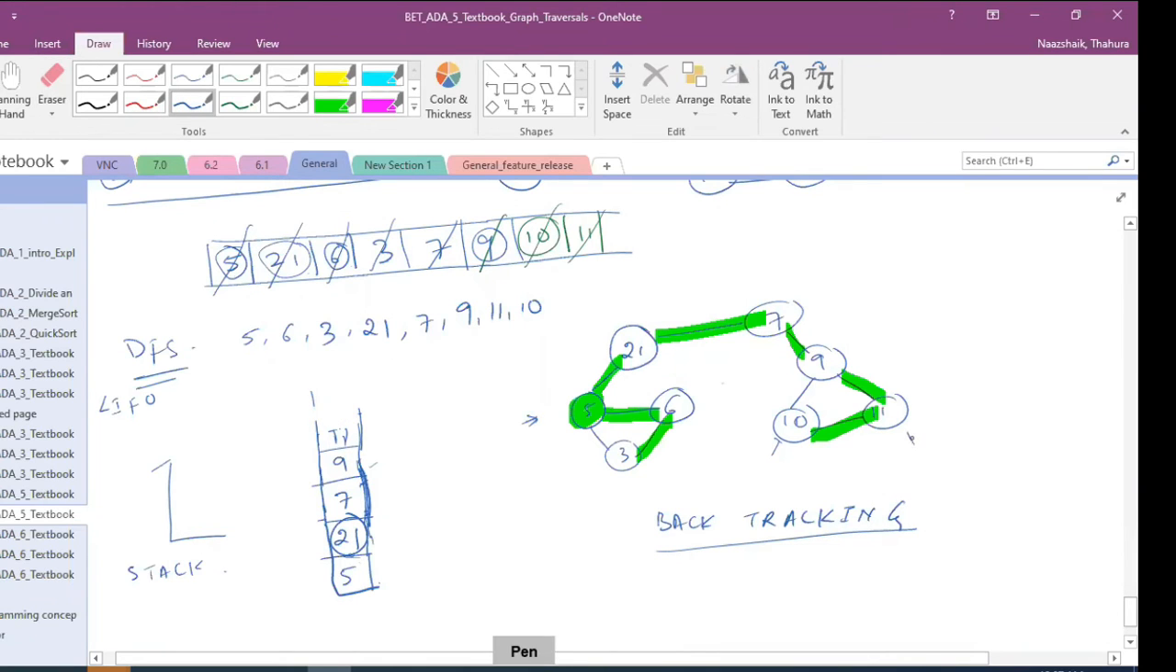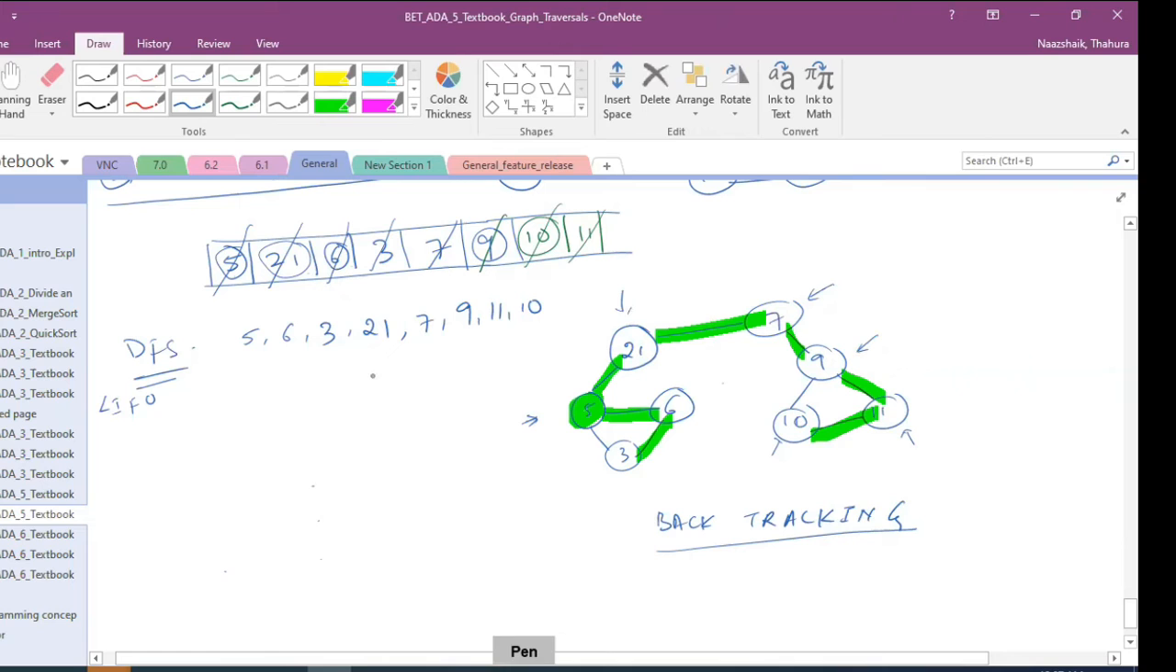There's no other option for me, so I remove it. So I'm going back. Now I have 11. I check any other possible routes from 11. No, we have finished everything. So I remove it from the stack. I go back to 9. Any other option? Yeah, we have an option 10, but that's already covered. So there's nothing left to process on 9. So we go back to 7. Again, we check anything on 7? No. Go back. Anything left on 21? No. And finally, anything left on 5? No. So we have emptied the stack.